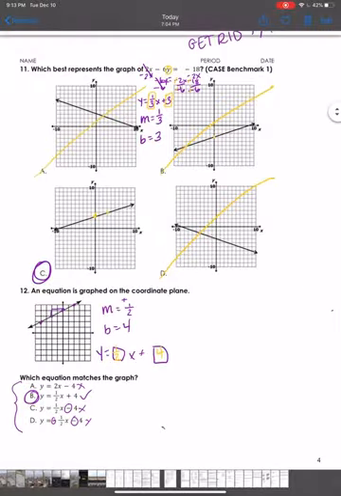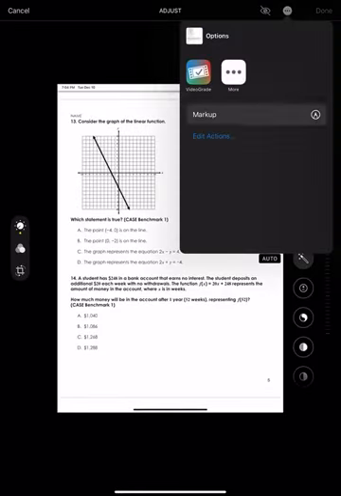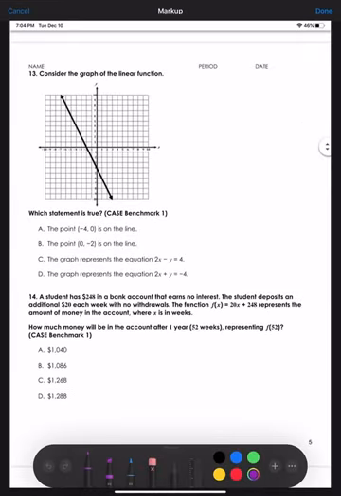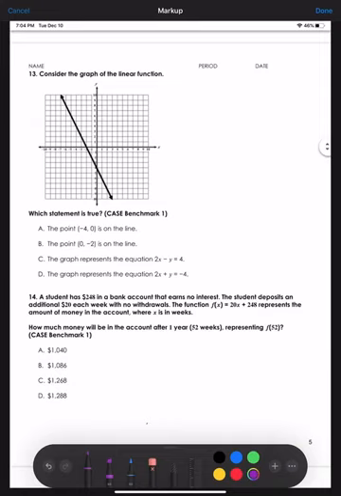All right, next page. It says, consider the graph of the linear function. It gives me a graph here. And it's asking me which statement is true. So for this one, I could go ahead and write m and b, so I already have some key features picked out, but I could also just read through and see which is true and which is not.